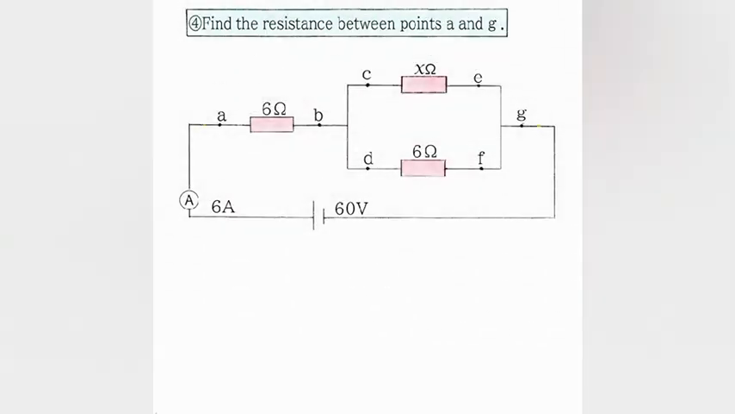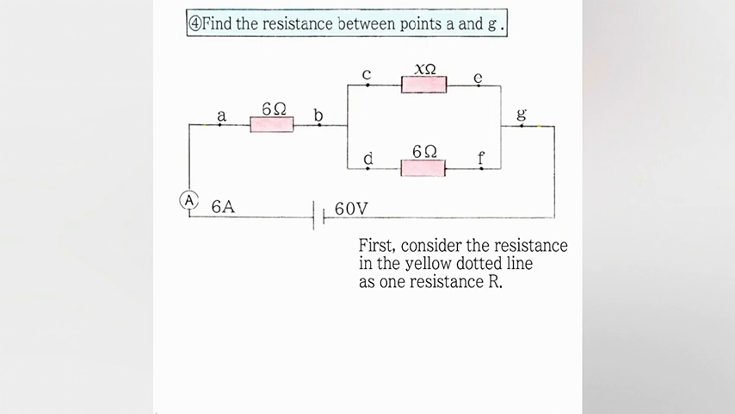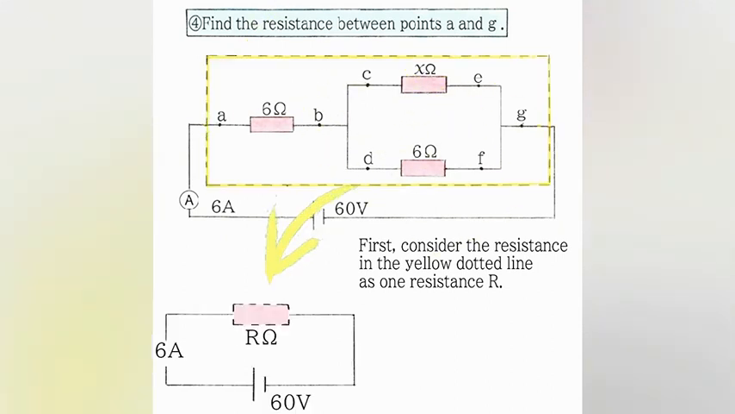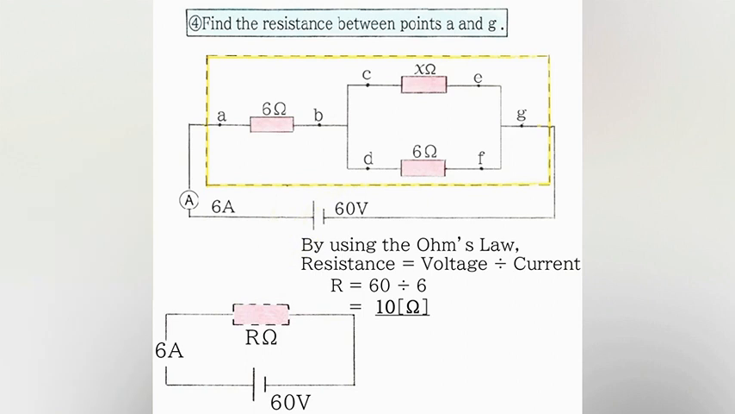Number 4. Find the resistance between points A and G. First, consider the resistance in the yellow dotted line as one resistance R. By using Ohm's law, resistance equals voltage divided by current. R equals 60 divided by 6 equals 10 ohms.